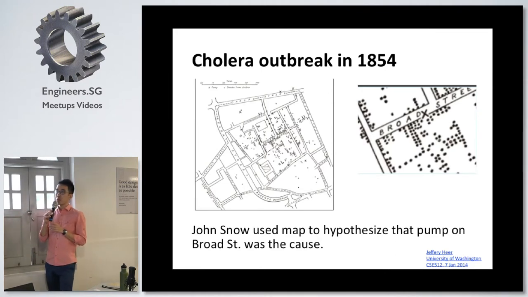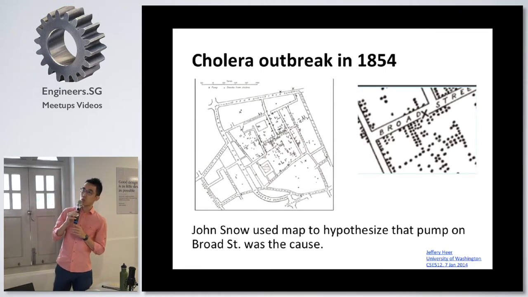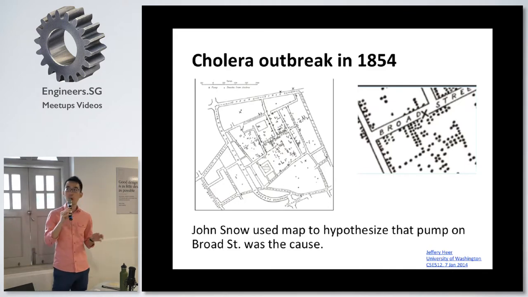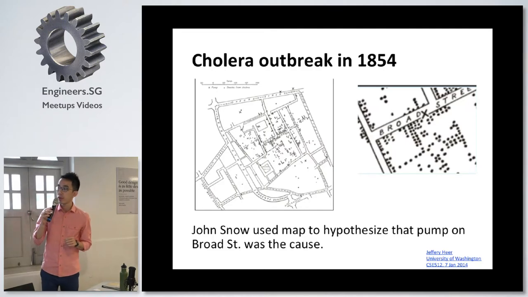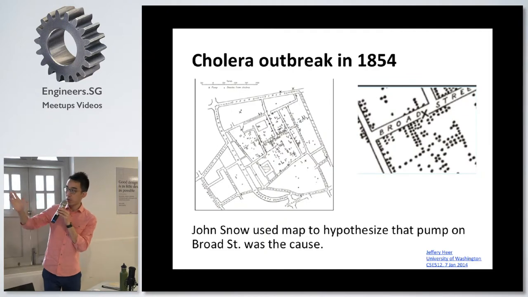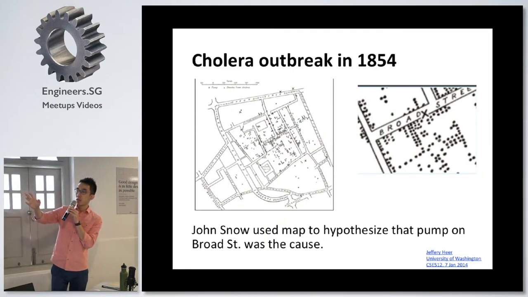I'll just go through this quickly. This visualization was created in the 1800s, and it's about a cholera outbreak in the UK. On the chart on the left, a person called John Snow plotted out all the points where there were reported cases. All the dots represent where people are staying, and these dots represent reported cases of cholera.